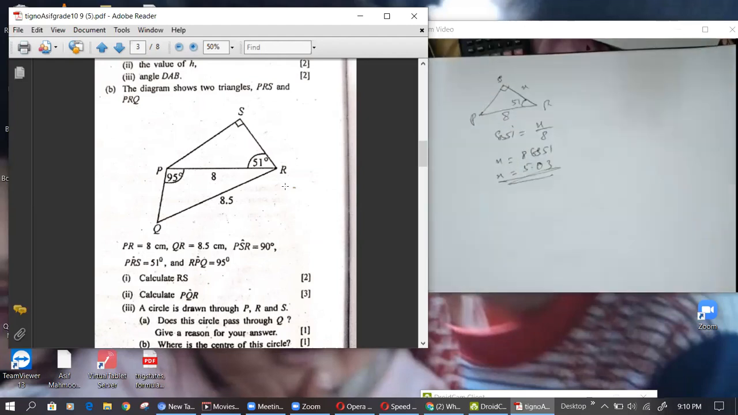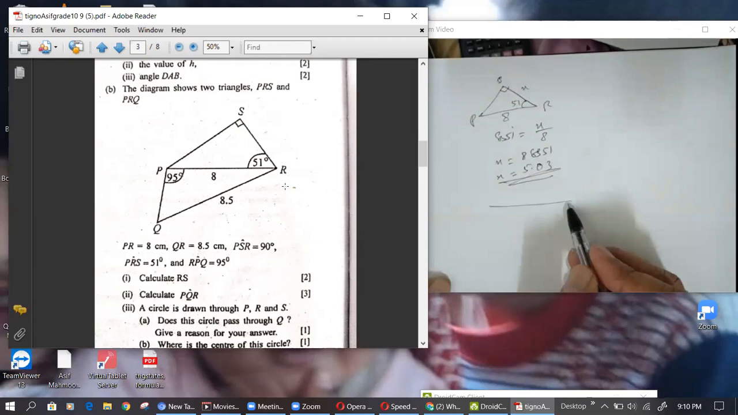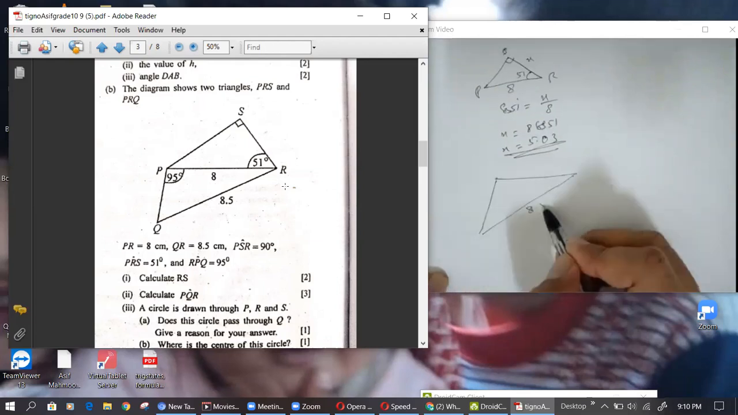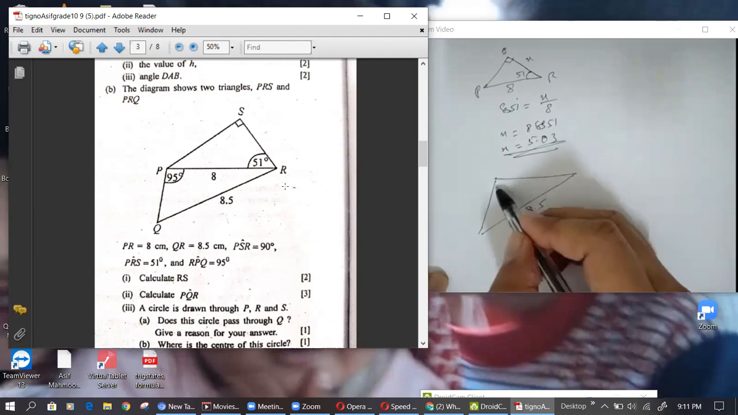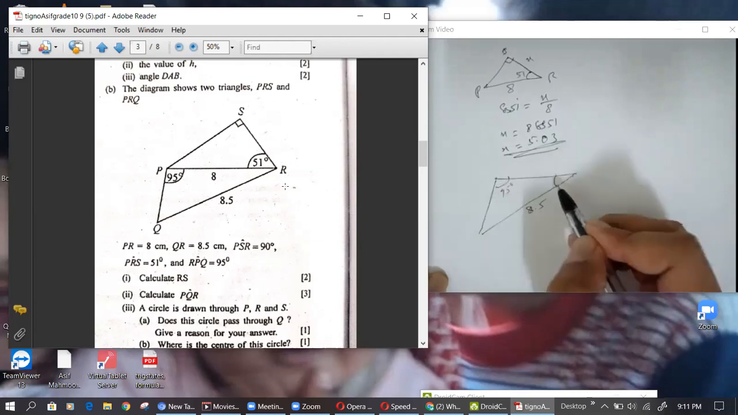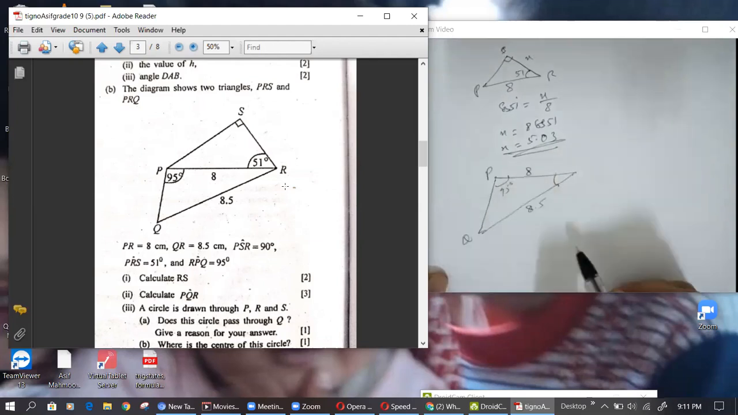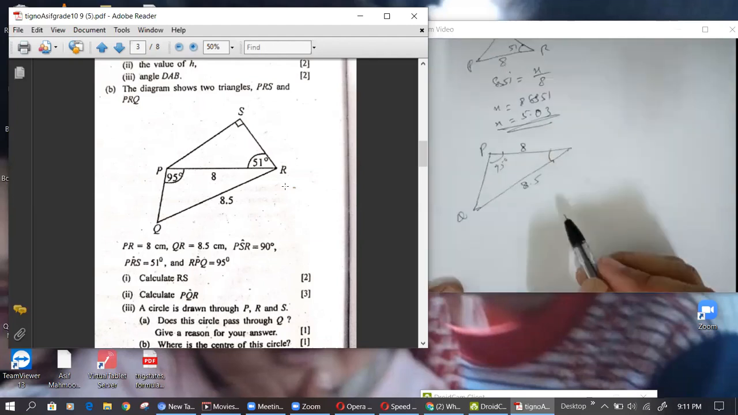Next thing is calculate PQR. I made this for you. This is 8.5, this is 95, and this one we don't know. This is 8. PQR means this angle we need to find. This angle is suppose Y.